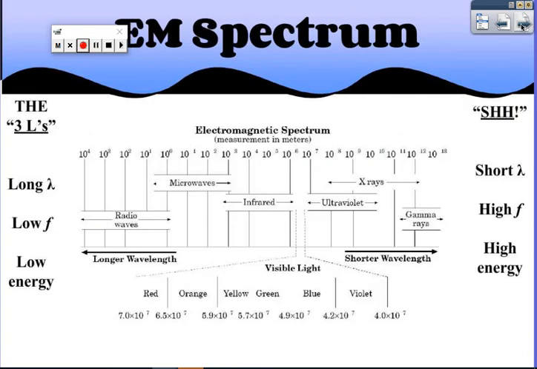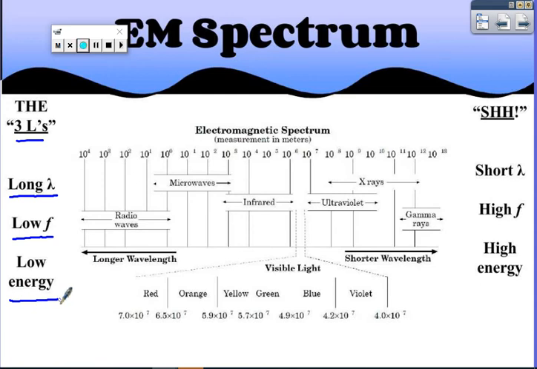So here's our EM spectrum. This is the spectrum of all electromagnetic waves, and they go from the least energetic, which are the long, slow waves, to the most energetic, which are the fast waves, the ones that are high frequency. So the best way to remember what's going on with this is the 3 L's and shh. Okay, so let's look at the 3 L's. Long wavelength, low frequency, low energy.